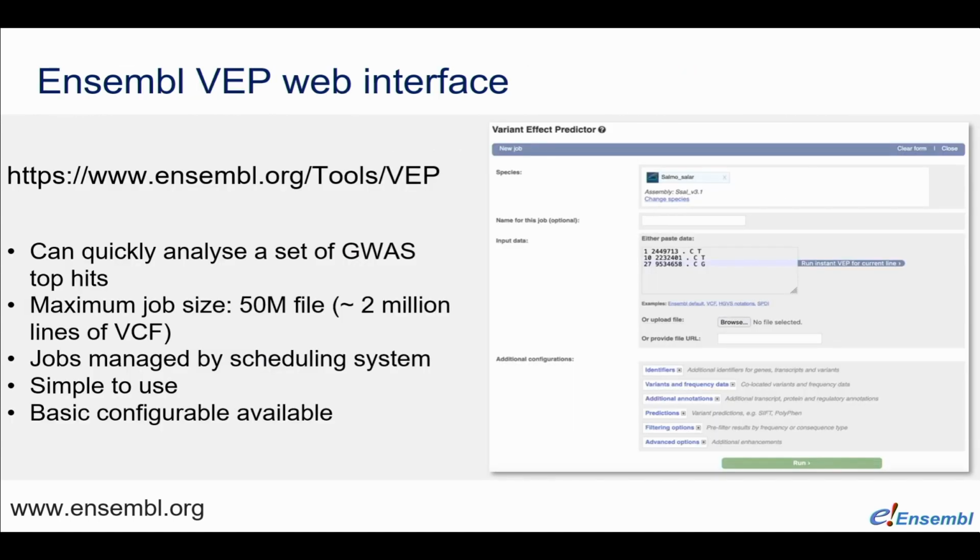So you can access the tool. It's freely available for industry and for academic use. So it can quickly analyze a huge array of GWAS top hits that you have. You can do this on a single one, or you can upload a file with a maximum job size of 50 million. It is managed by a scheduling system, so if you do a large file, it can take some time, but we've really designed this to be as simple to use and configurable as possible.